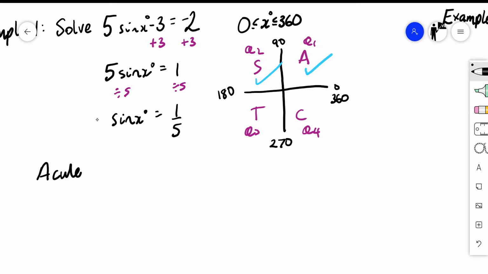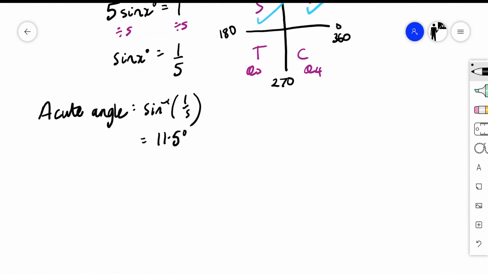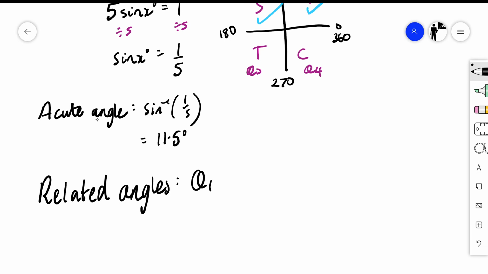We're going to find our acute angle. We'll do inverse sine of a fifth. And typing that into our calculator, sine inverse of 1/5 is 11.5 degrees. So we've worked out our acute angle. We can then go ahead and work out our related angles. Remember, we're wanting to have 2 answers corresponding to the 2 quadrants that we've ticked. We ticked quadrant 1 and quadrant 2.